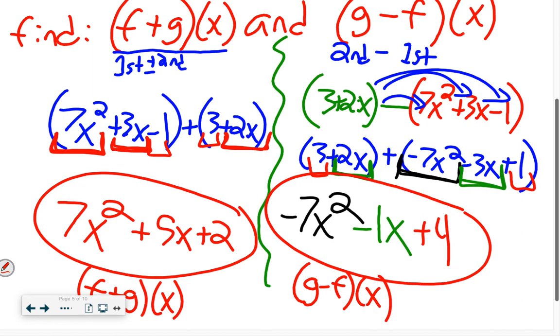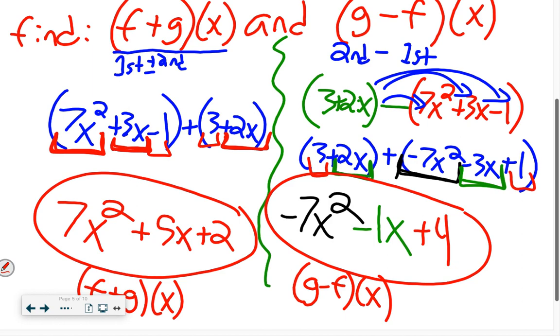So we have to pay attention to the order. So if it's g plus f, do g first. If it's g minus f, do g first. Especially if it's a minus. If it's plus, it won't change anything. But if it's a minus, it would change your answer. So if you did f minus g, your answer would be different and it'd be wrong, okay?